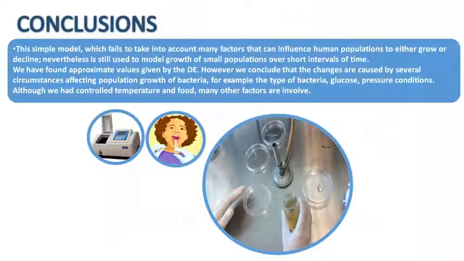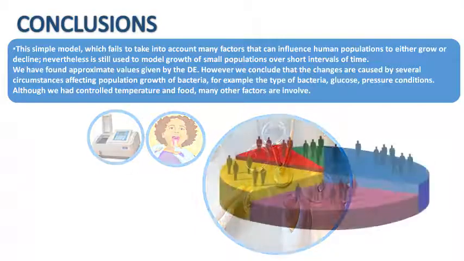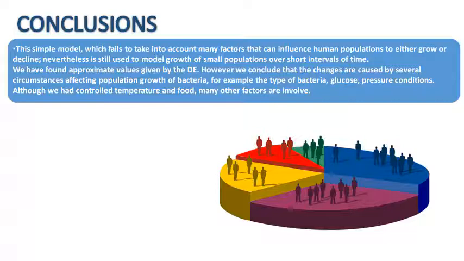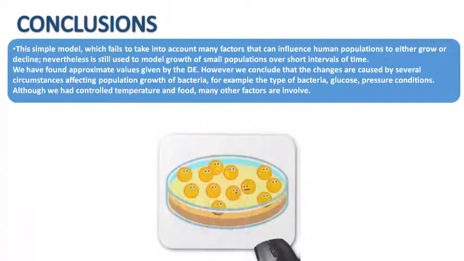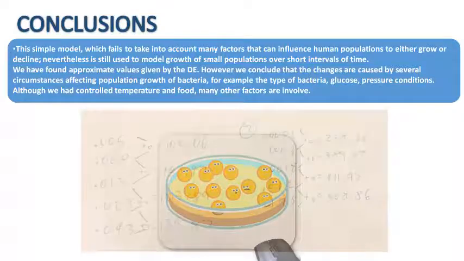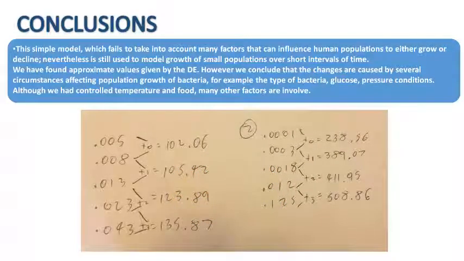Conclusions. This simple model, which fails to take into account many factors that can influence human population to either grow or decline, nevertheless is still used to model growth of some small populations over short intervals of time. We have found approximate values given by the differential equation.